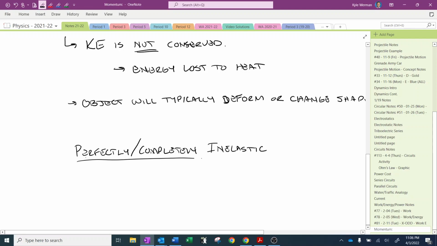It's perfectly inelastic or completely inelastic collisions, right? And so these are defined as the objects sticking together and moving together as one after the collision. So the objects stick together.